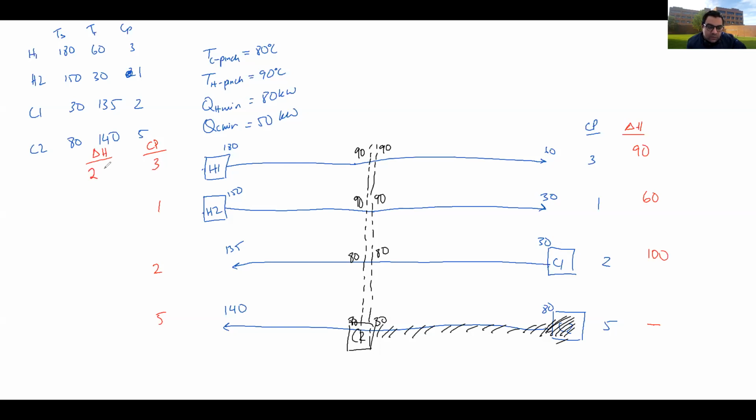And on this side, the delta H is 180 minus 90, 90 multiplied by 3, so what, 270, right? 150 minus 90 is 60 multiplied by 1 is 60. 135 minus 80 is 55 multiplied by 2 is 110. 140 minus 80, 60 multiplied by 5, this is 300. There's a lot of energy on this side. It's fine. And now let's try to remember the laws of the game. You remember what they were?